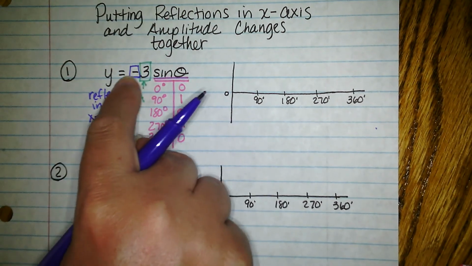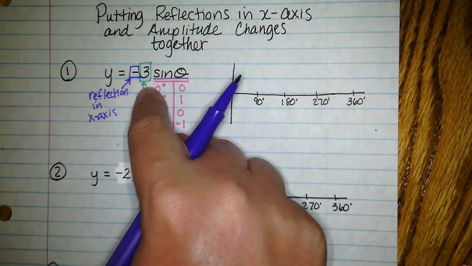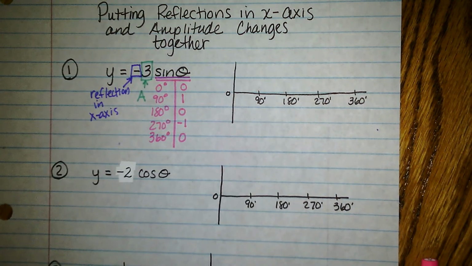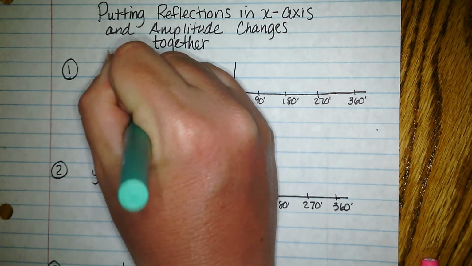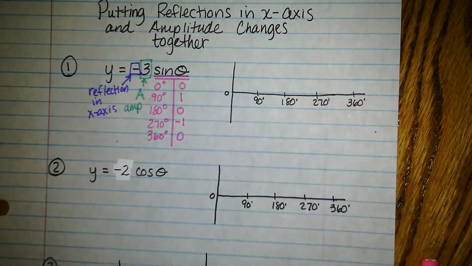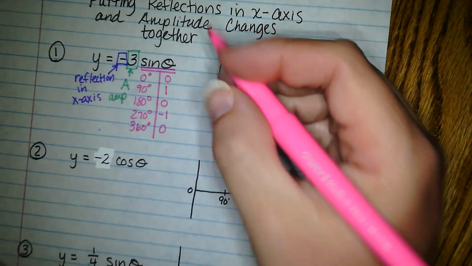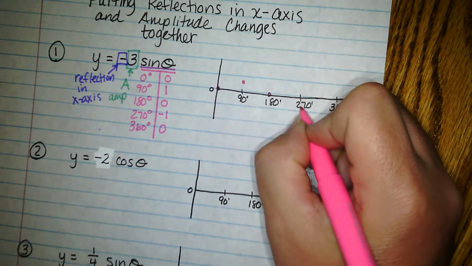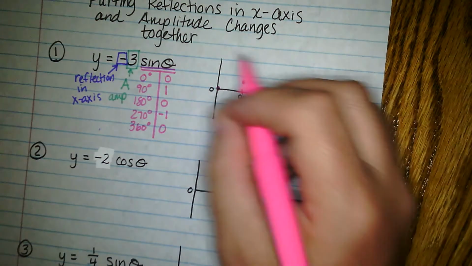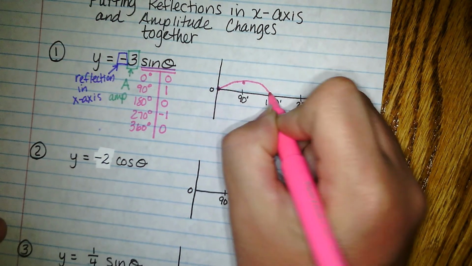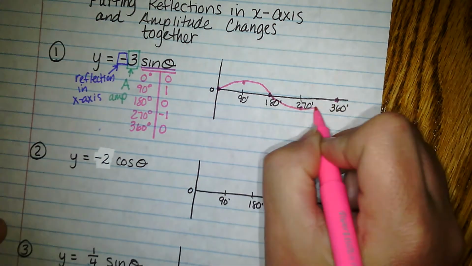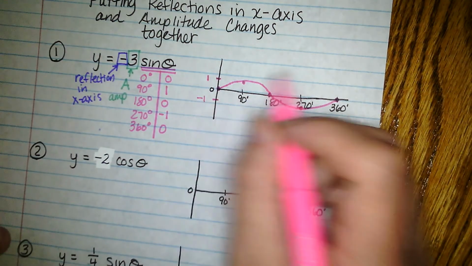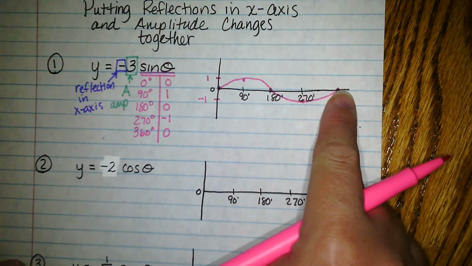Keep in mind that those two things are separate. So this tells me it's a reflection, just the negative part. And then the amplitude is 3. Amplitudes are always positive. So the amplitude is 3. So what I need to do is I need to look at the fact that for my graph, a regular sine graph is going to start at 0, go to 1, go to 0, go to -1, go to 0. Here's where my 1 will be. Here's where my -1 will be. And that's basic sine. Okay?